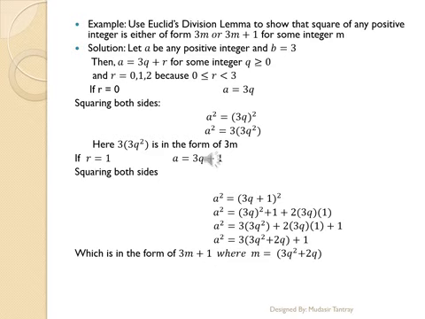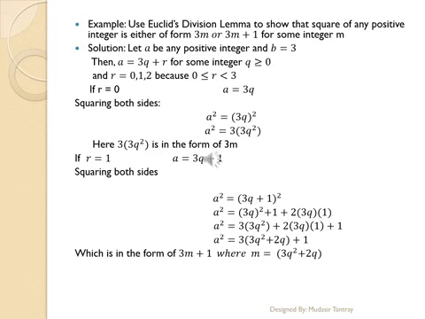If our remainder is equal to 0, then a is equal to 3q. Here a is simply a positive integer. We have to show the square of any positive integer. Now we will square both sides. It becomes a square is equal to (3q) whole square, which is equal to 3 into 3q square. Here 3 into 3q square is in the form of 3m, where m is equal to 3q square.